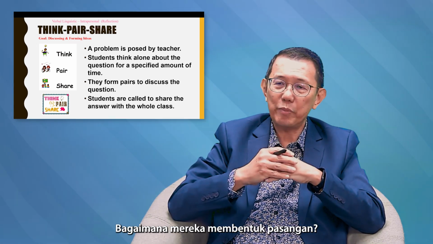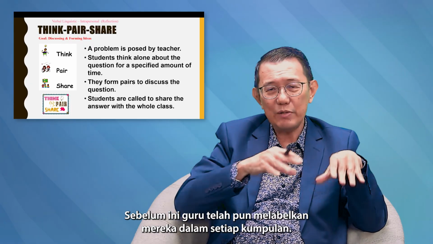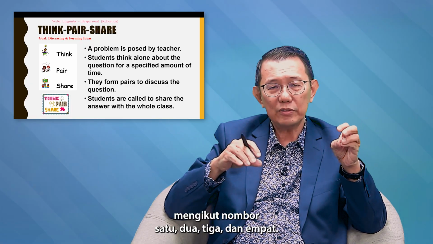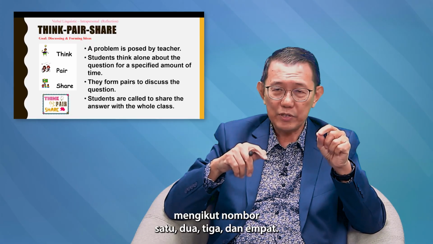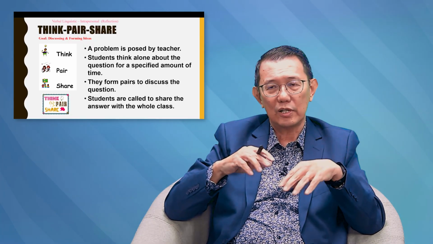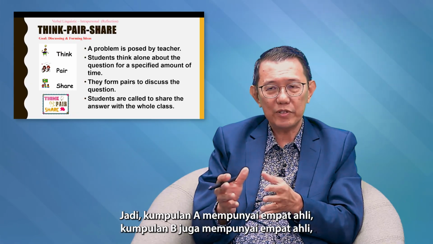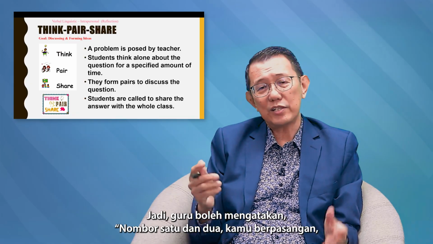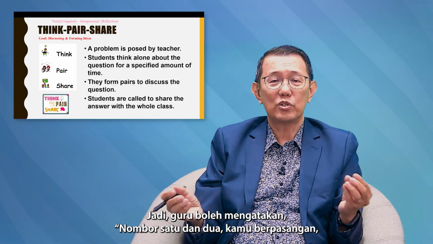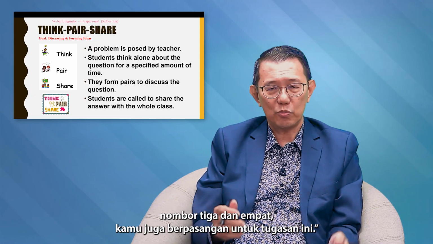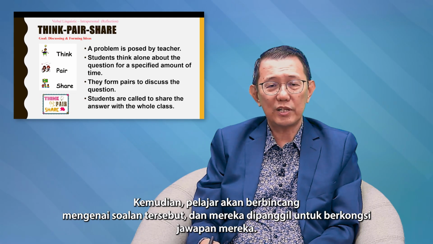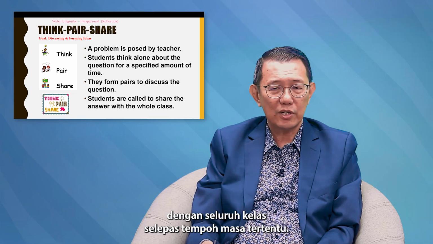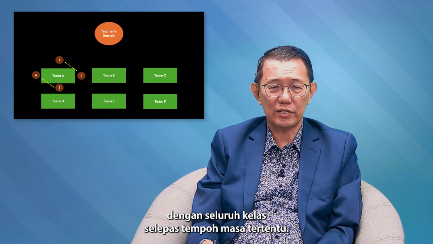Now, how do they form pairs? The teacher has already labeled them in each group. They are labeled according to numbers 1, 2, 3, 4. So group A has 4 members, group B has 4 members, and they are all numbered 1, 2, 3, 4. So he can then say number 1 and 2 you pair up, number 3 and 4 you pair up for this. And the students then discuss the question, and they are called to share the answer with the whole class after a certain period of time.